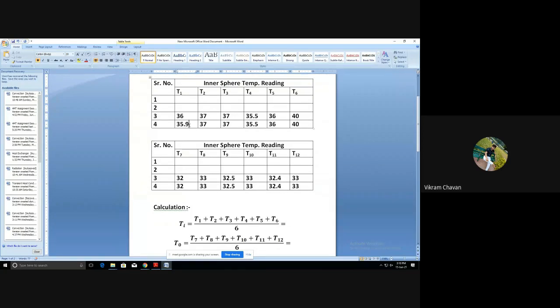In this manner I am getting the next reading equal to the previous reading. So in that case I can say that I have achieved the steady state for this particular performance. And this final reading, this fourth reading, will be considered for the calculation purpose.